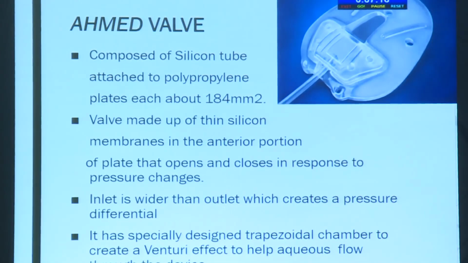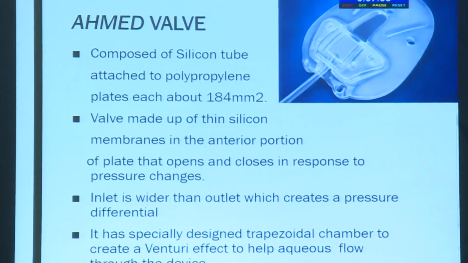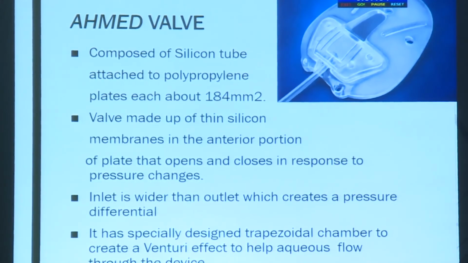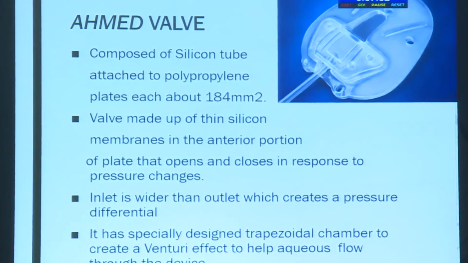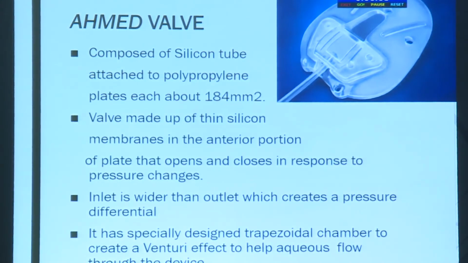Just going through the basics, the Ahmed valve is composed of a silicone tube which is attached to a polypropylene plate which is about 184 millimeter square. That is the FP7 model. Then the valve is made up of thin silicone membranes in the anterior portion of the plate that opens and then closes in response to the pressure changes.